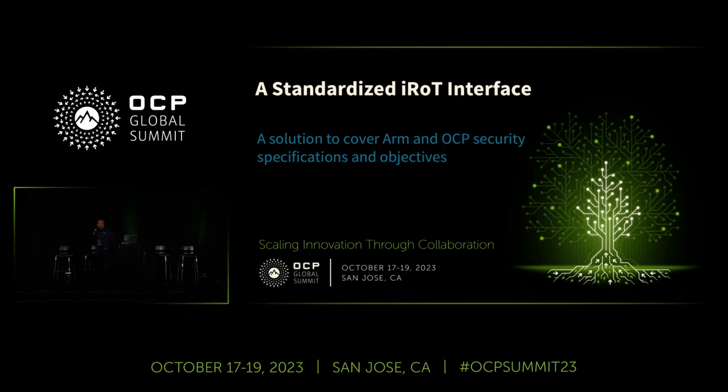So I'm going to be talking about what ARM is doing for the Silicon Root of Trust and what our efforts are to be aligned with OCP security objectives. What we want to do is make sure we have a way for architectural enhancements in the ARM ecosystem while integrating the security objectives that OCP is putting forward.